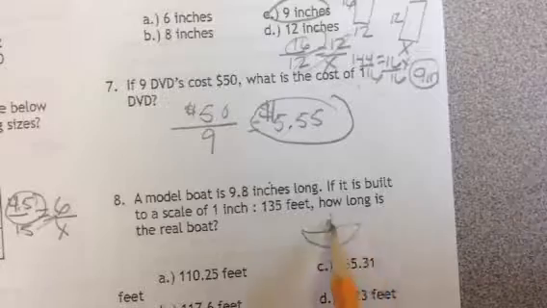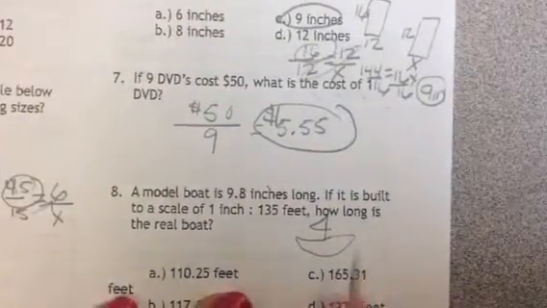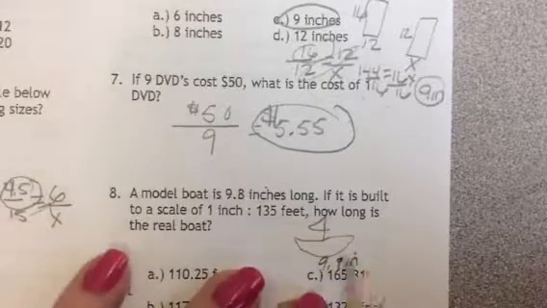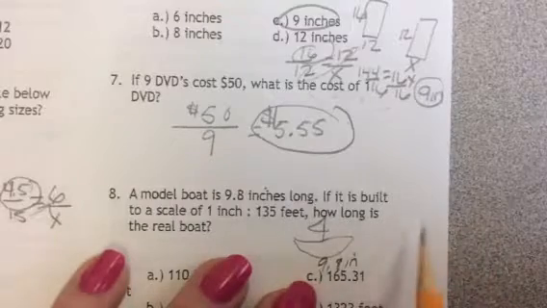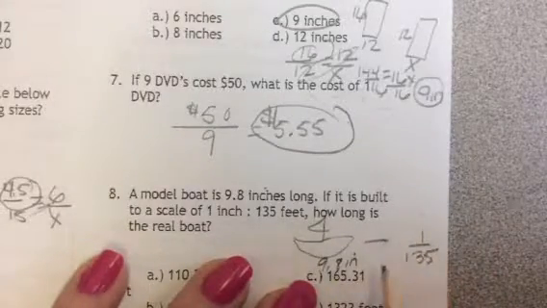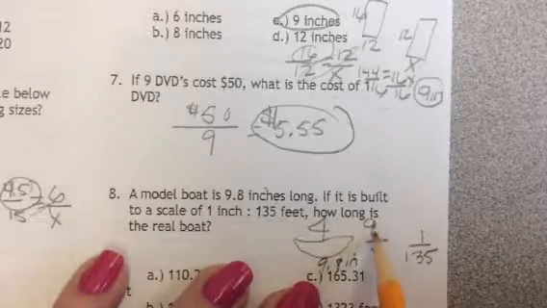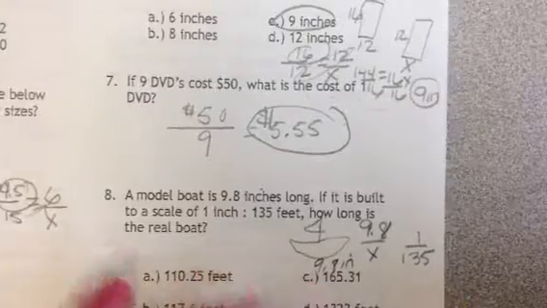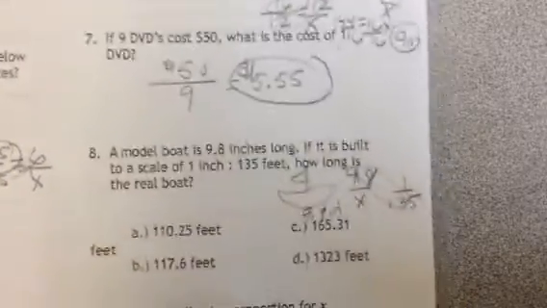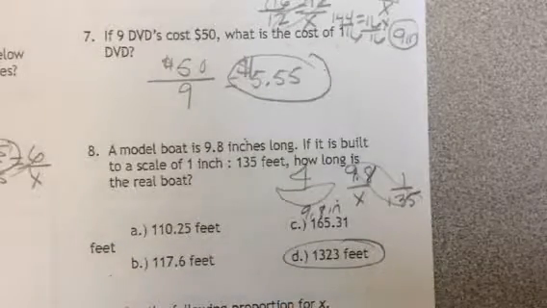A model boat is 9.8 inches long. We can draw our little boat. I'm not a very good drawer, but bear with me. It is 9.8 inches long. If it's built to scale, 1 inch to 135 feet. Okay, what we're looking for, how long is the real boat? So then I'm going to cross multiply and divide, and the answer is 1,321 feet.